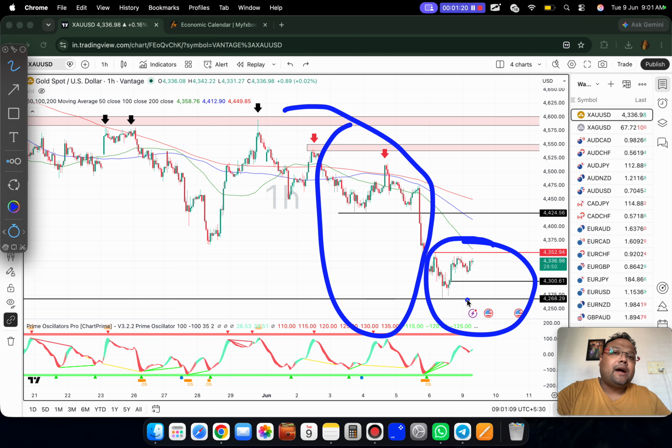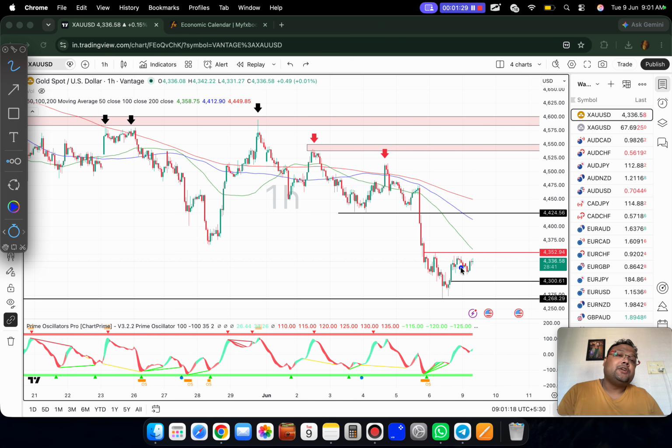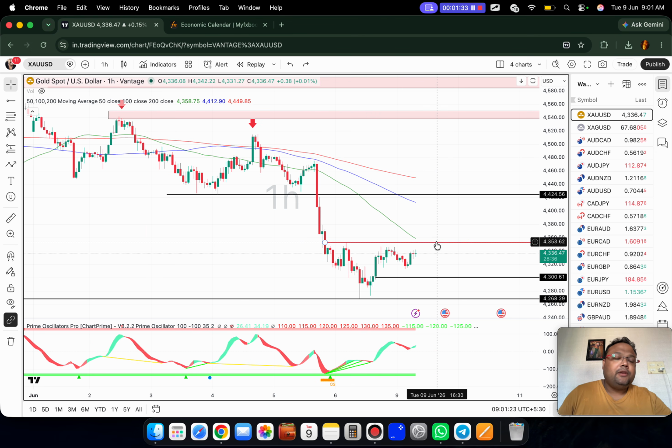Market always moves from high volatility to low volatility to high volatility. So right now market is in consolidation phase. So we can expect that there will be action today or by tomorrow. Okay, so where are the trading opportunities then?